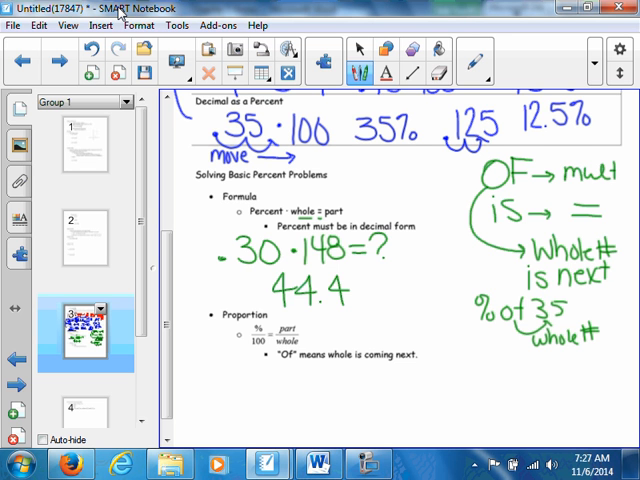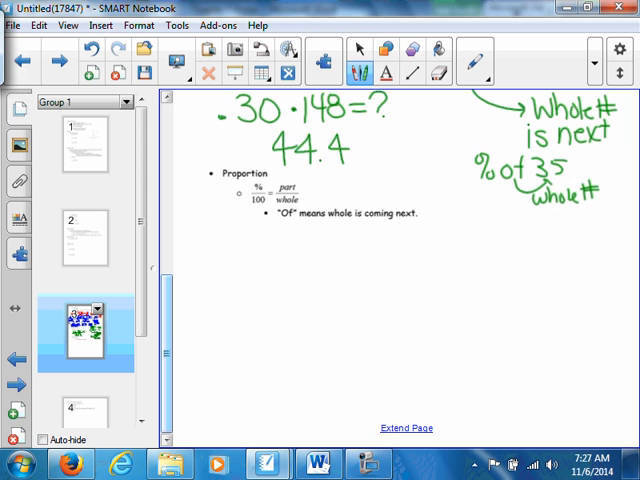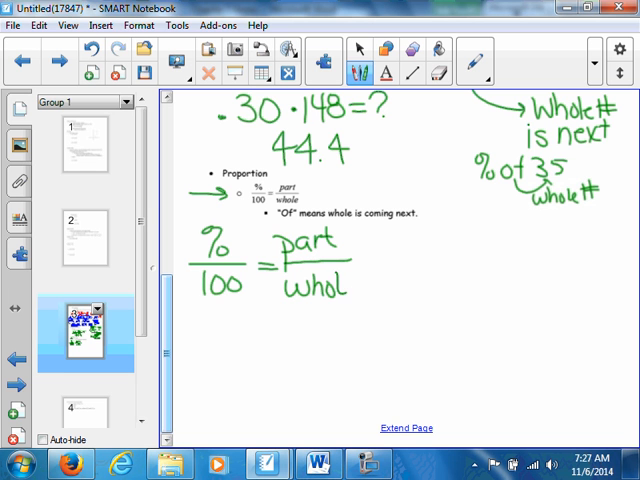Okay, so what does it mean if I set it up as a proportion? Well, let me tell you this. Here is your setup. It's always the percentage over 100 equals the part over the whole. Remember what I said about of. So let's look at your turn number 3. 45% of what number is 95 and 4/10?